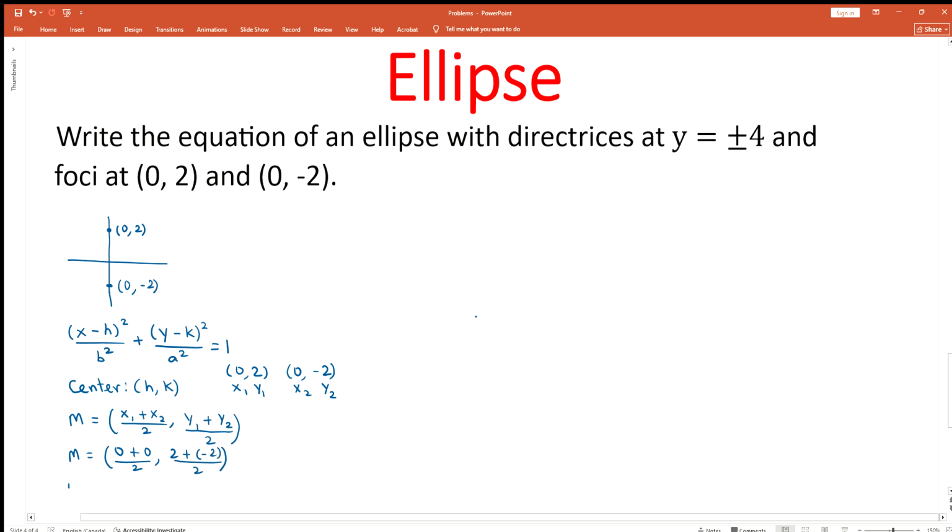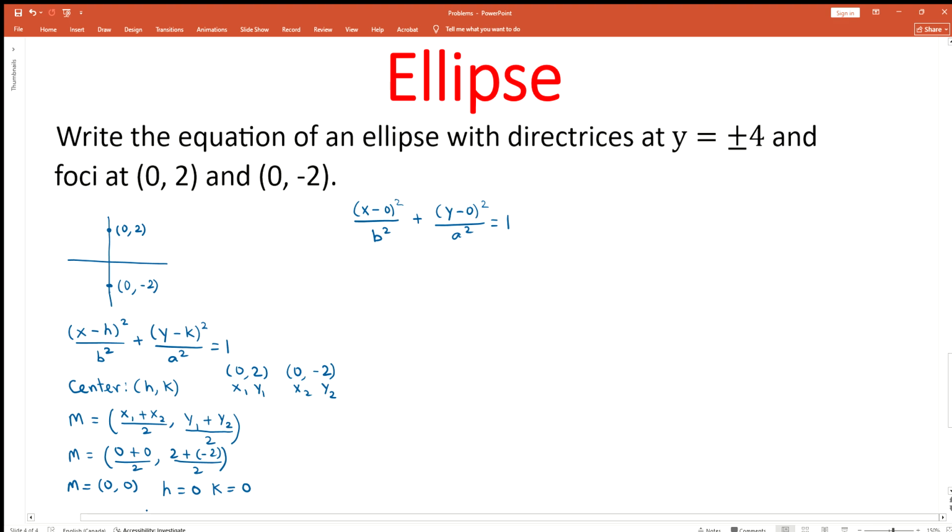0 plus 0 is equal to 0 and 0 divided by 2 is 0. 2 plus negative 2 is equal to 0 and 0 divided by 2 is equal to 0. So the midpoint is (0, 0). That's the center of this ellipse. That means h is equal to 0 and k is equal to 0. Next, we can sub in these values in the general equation. So we get (x - 0)² over b² plus (y - 0)² over a² equals 1.